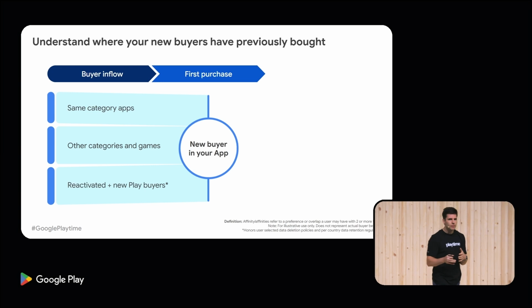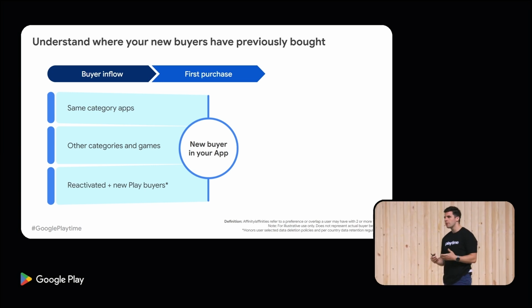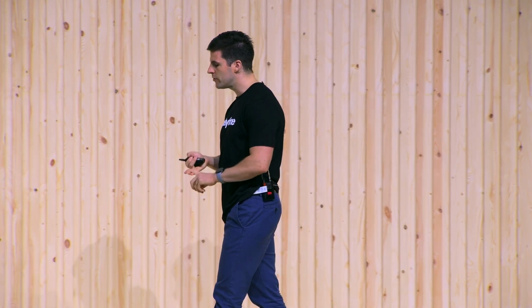Understanding where your new buyers are coming from is the first step to utilizing this category affinity. If you can understand where they're coming from, this can inform your user acquisition strategy, you can optimize your SKUs, and you can plan what features you want to put on your roadmap next. And we're going to talk to all of these ideas today.